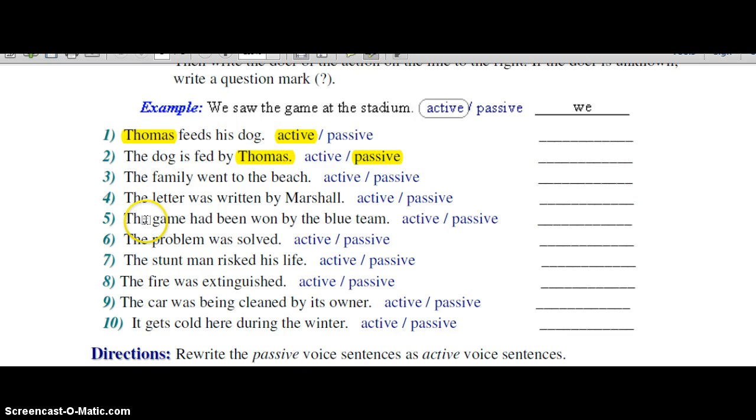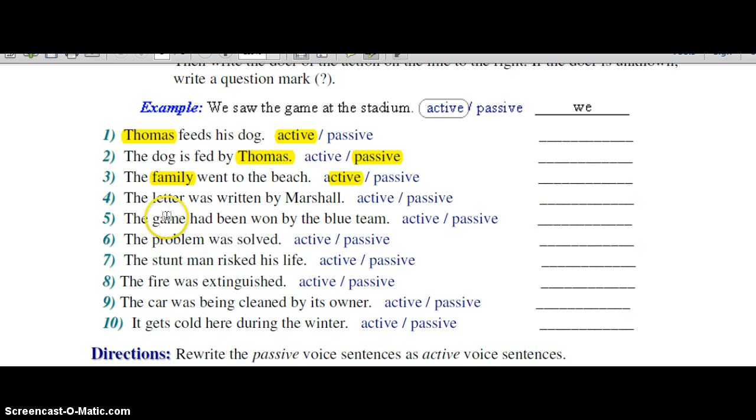Okay? And number 3, the family went to the beach. So my vertical line separating my subject from my verb would be right between family and went. And then I'm going to see that family is the subject. And if I ask myself who or what went to the beach, the answer is family. So this truly is a subject, a simple subject, and it's fulfilling that role in the sentence. And so that would be active.